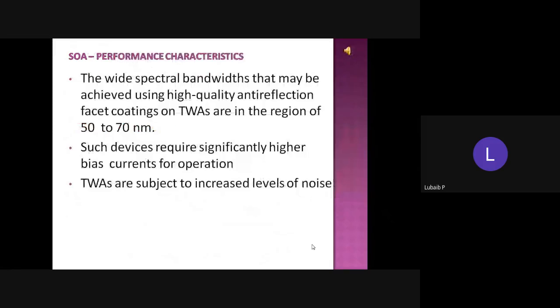Now the performance characteristics of a semiconductor optical amplifier. The wide spectral bandwidth that may be achieved using high quality anti-reflection phase coatings on traveling wave amplifiers is in the region of 50 to 70 nanometers. Such devices require significantly higher bias current for operation. Traveling wave amplifiers are subject to increased levels of noise.